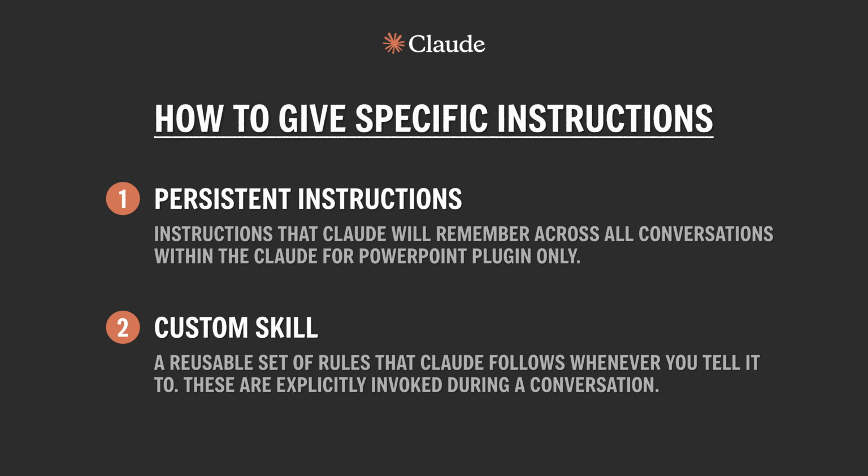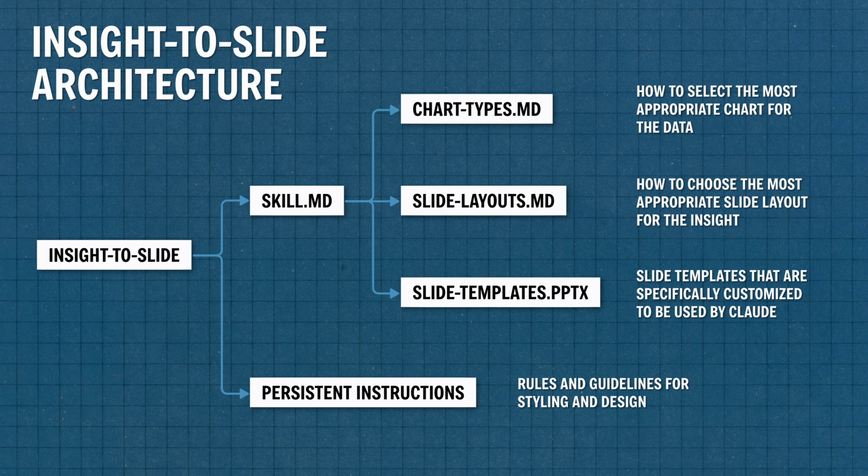Now, this is a reusable set of instructions that Claude follows whenever you tell it to. So these are uploaded on the Claude.ai website, and they're explicitly invoked during a conversation. Now, the reason it took me so long to get this video out is because I tried every combination of instructions and custom skills to make this work, and after literally 5 days of iterating, I finally figured it out. So here's the architecture that I landed on, and it's a combination of custom skills and persistent instructions.